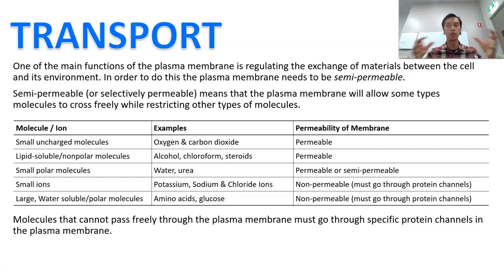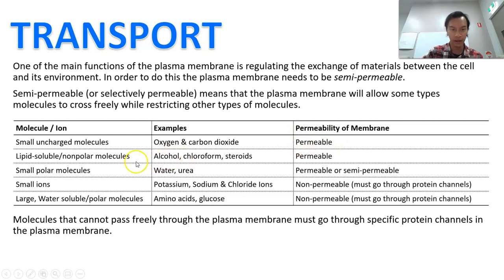If something is permeable, it lets things through. If it's semi-permeable, it will let some things through. If it is non-permeable, it won't let anything through. So depending on the type of molecule, you're going to get different levels of permeability. If the type of molecule is small and uncharged, like, for example, oxygen and carbon dioxide, it's going to go straight through the membrane.